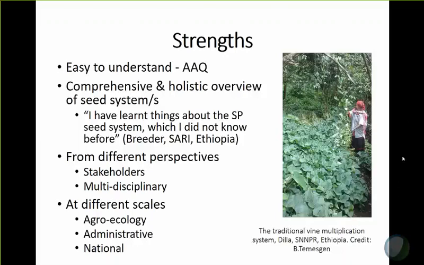I think what's really important is that often we remain in our disciplinary silos, and so it provides the opportunity to look at the seed system from different perspectives, and particularly the farmer's perspective. And it's also possible to use the framework at different scales, at the scale of an agroecology or at a district or provincial level, and also a national level. So then moving on.